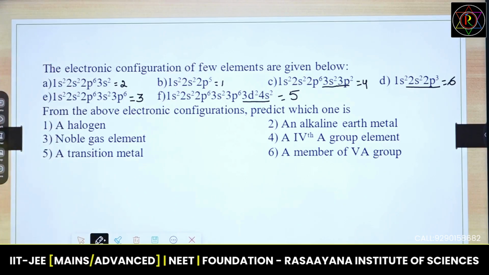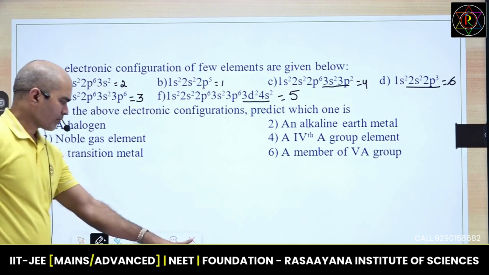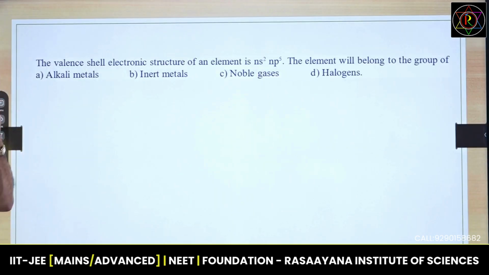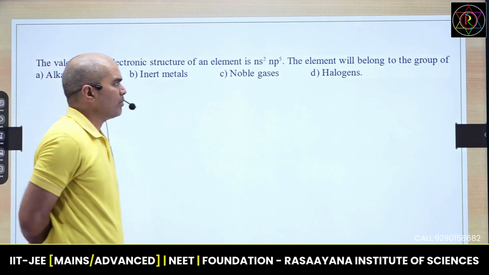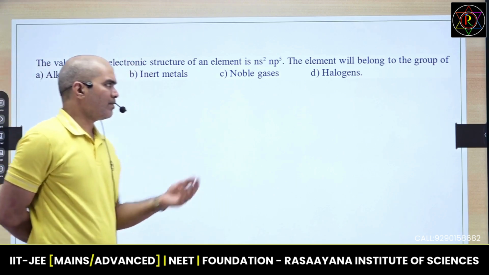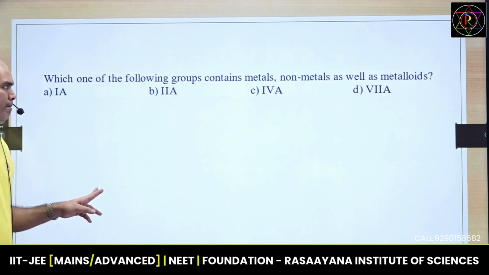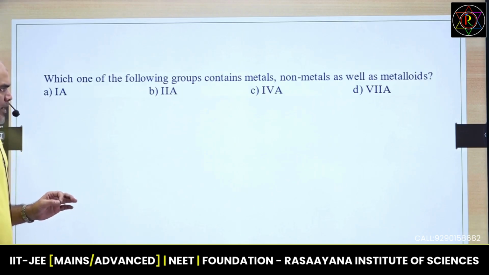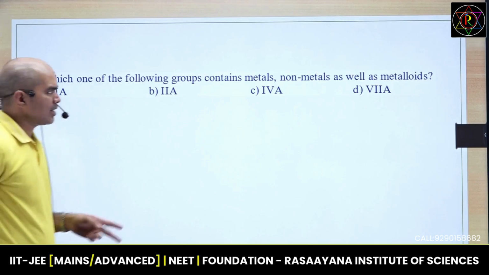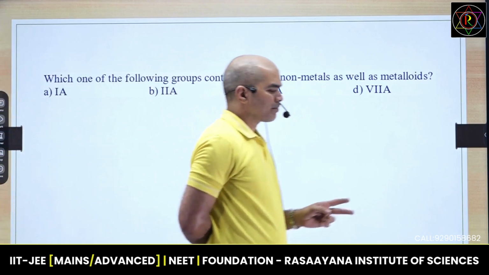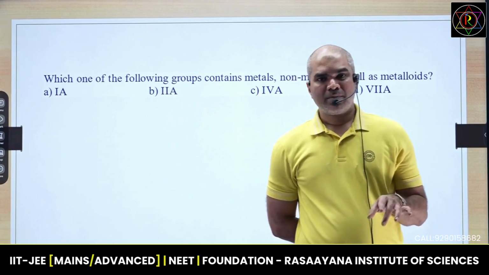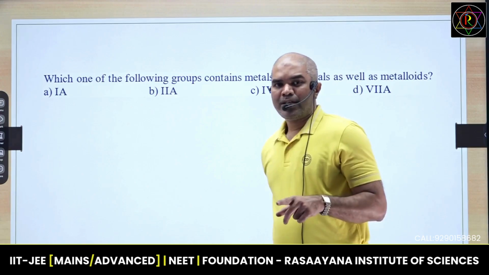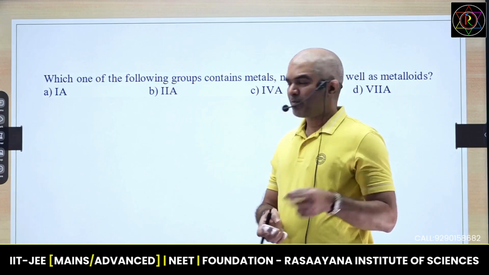Okay, so look at the valence shell. Based on that you can get some analysis. The valence shell electronic structure of an element is ns2, np5. The element belongs to the group of halogen. Just now we have worked out. Which one of the following groups contains metals, non-metals as well as metalloids? That group should have metals, non-metals and metalloids. It means that group should be of p block elements.